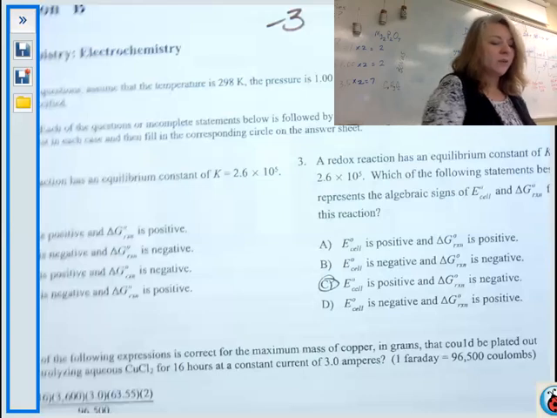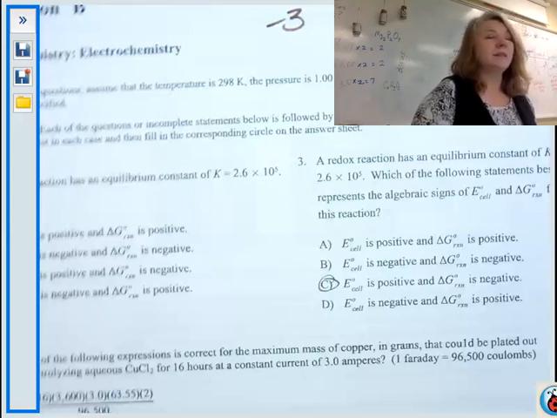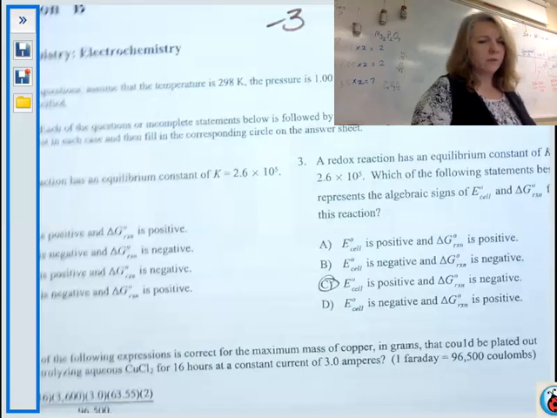And if you think about shifting, your reaction is kind of shifting back to the left. Not kind of, it is. It's shifting to the left. And that's going to cause the cell potential, the voltage, to decrease because you're moving your reaction a little bit back to the left.